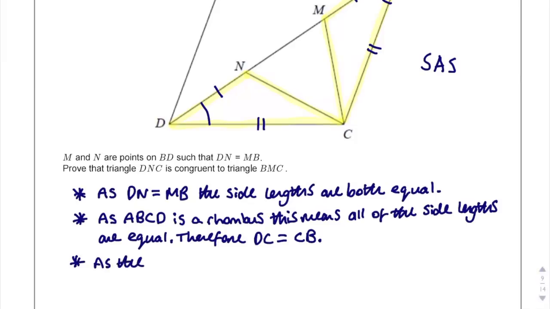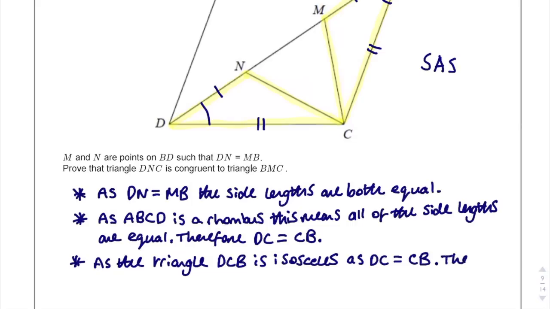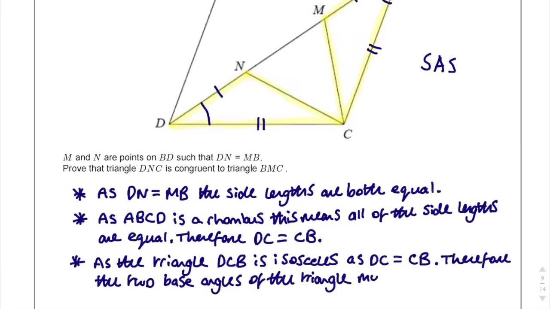So we can say, as the triangle DCB is isosceles, as DC equals CB, so we can say therefore the two base angles of the triangle must be equal.